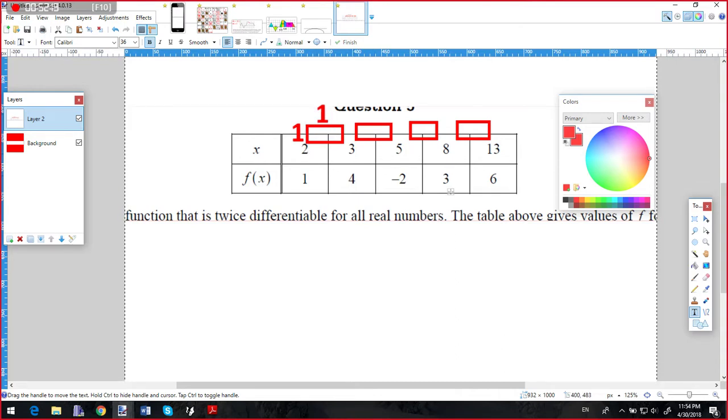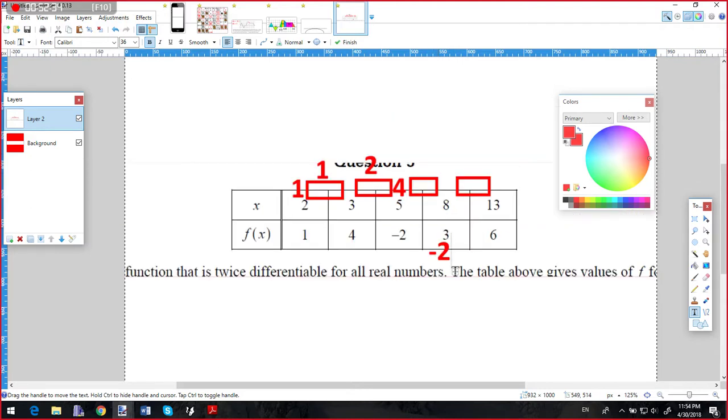The height of my second rectangle is 4, and my base is 2. That's my distance from 3 to 5. The height of my next rectangle is -2, with a base of distance from 5 to 8, which is 3. And then the next rectangle would be a height of 3 with a base of 5, my distance from 8 to 13. Okay, so really what I've got looks like this.